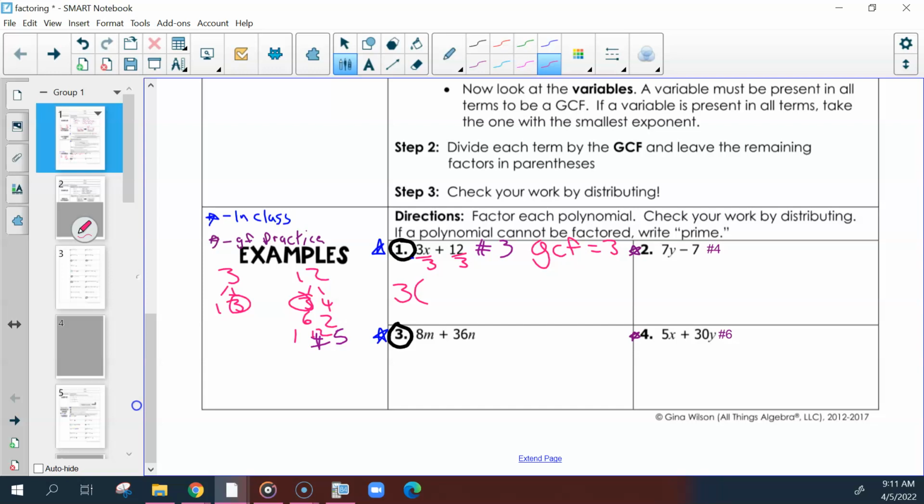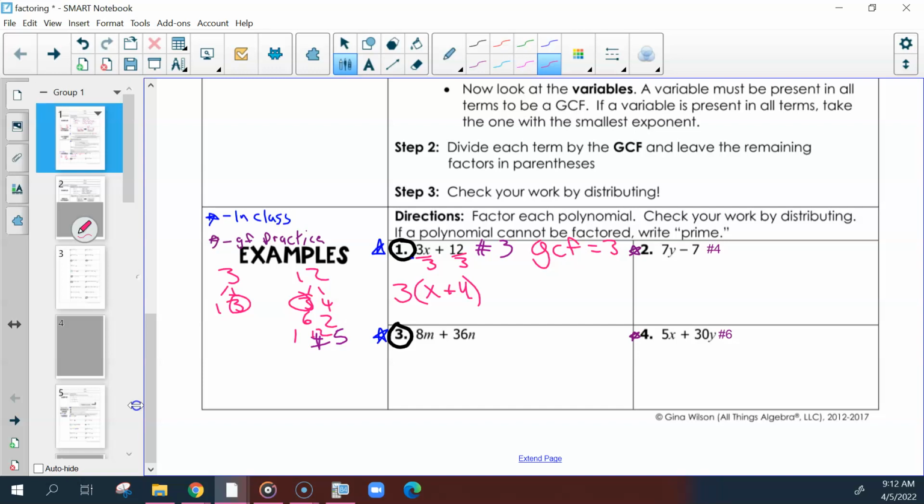3x divided by 3 would be what? 1x. And then 12 divided by 3? 4. Can we divide anything else out of the inside besides 1? Can we divide 4 out of both of these? No, not each. So 1 is the only thing we can divide out, so the inside is prime, so that is our final answer.